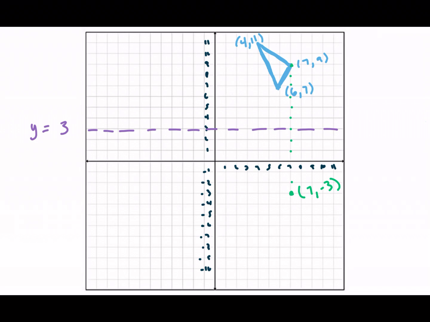All right. My next coordinate that I'm going to move is this 6, 7. I'm going to count down 1, 2, 3, 4, which means I need to go down 1, 2, 3, 4. That's going to be here at the point 6, -1.